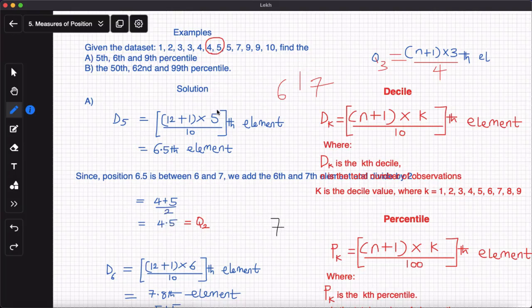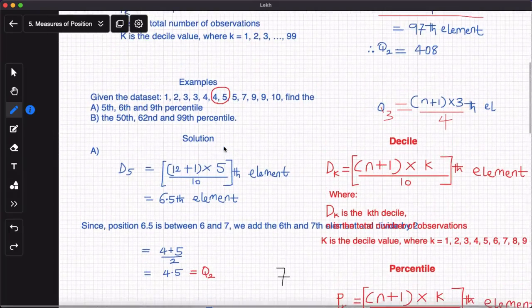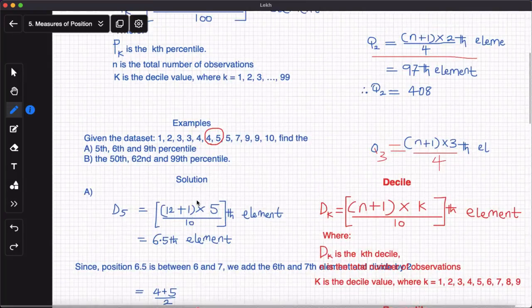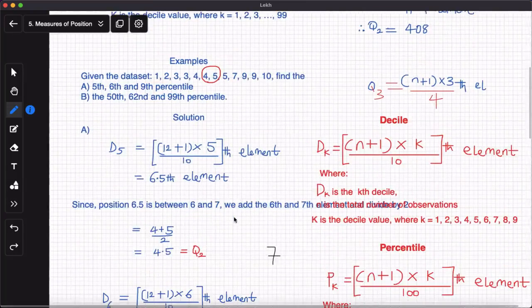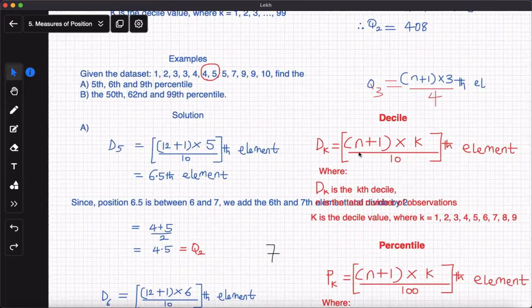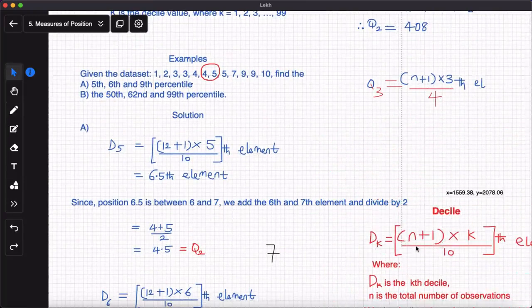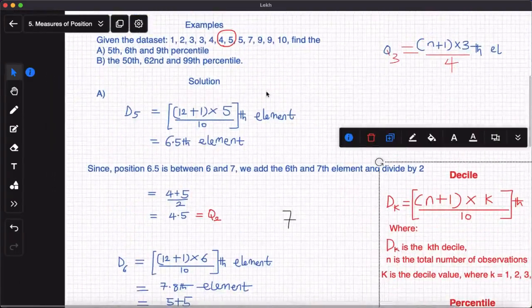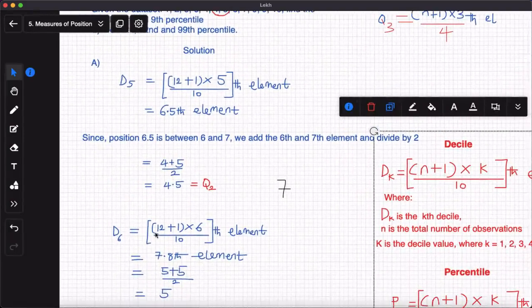All right. Since we've gotten what we want, that is, we have obtained D5, and D5 happens to be equal to Q2. That's the median. All right, so we go on. We need to obtain, okay, the formulas are the ones here. So we need to obtain the 6th decile, and that will be D6, going in a similar way to what we have done here.